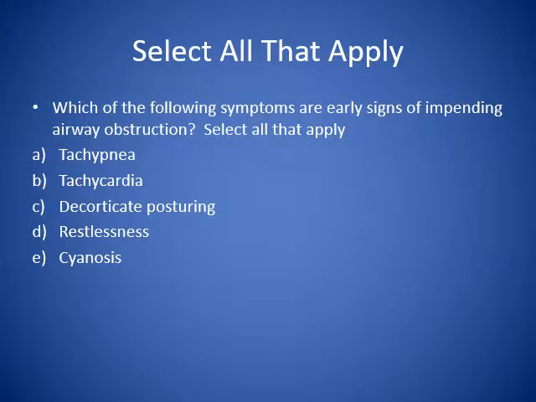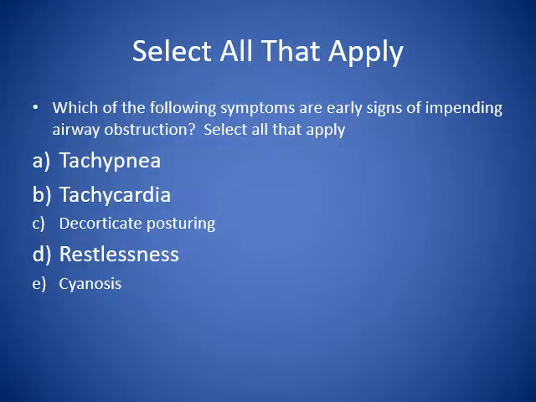So select all that apply. Which of the following symptoms are early signs of impending airway obstruction? Tachypnea, tachycardia. C is decorticate posturing, restlessness, and cyanosis. It's tachypnea, tachycardia, and restlessness. Those are all early signs of impending airway obstruction. Decorticate posturing and cyanosis are late signs. That's beyond early.